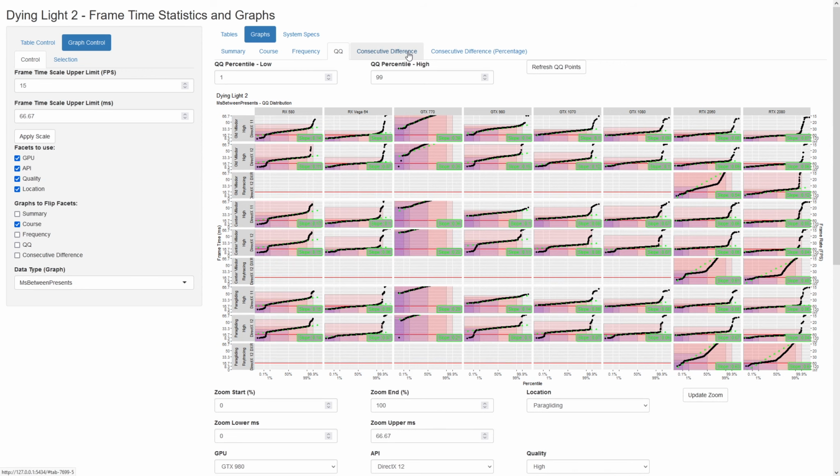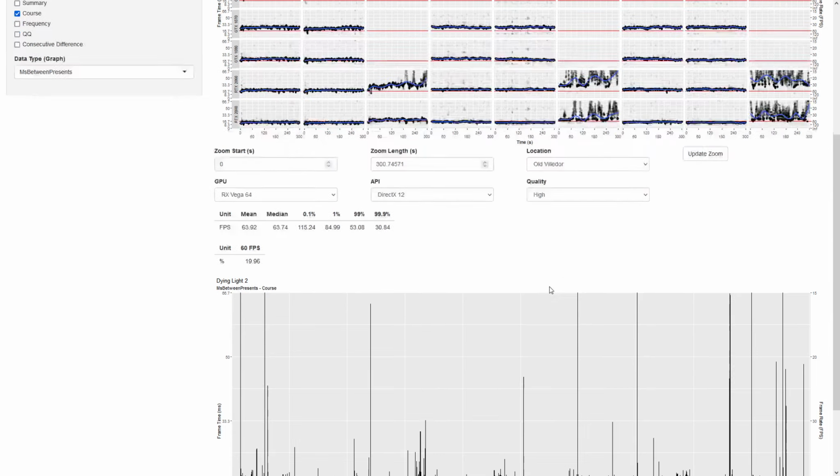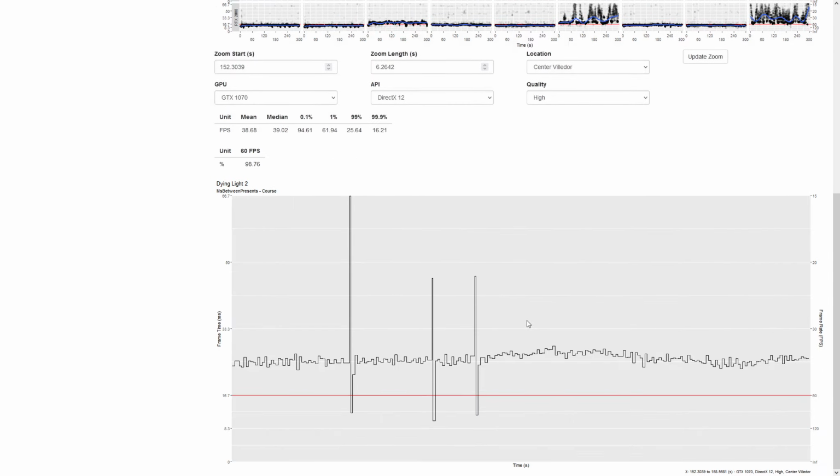But this next graph, this is actually meant to show stutter. So I define stutter as a sudden change in the frame time from one frame to the next. Okay. So this would be a stutter by my definition. Actually, it'd be two stutters because one to go up there and then one to come back down. Okay.